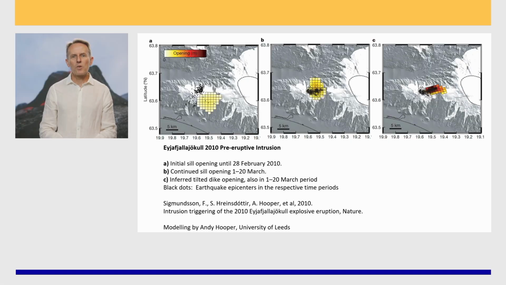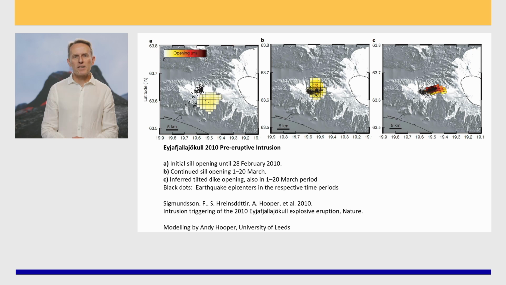Black dots are earthquake epicenters in respective time periods. Panel A shows the initial sill opening until 28 February 2010. Panel B shows continued sill opening 1st to 20th of March. And panel C shows inferred tilted dike opening also in the 1st to 20th of March period.